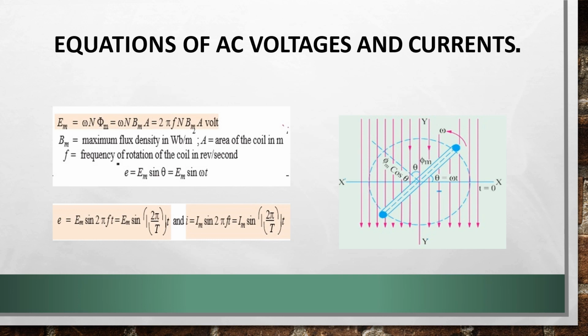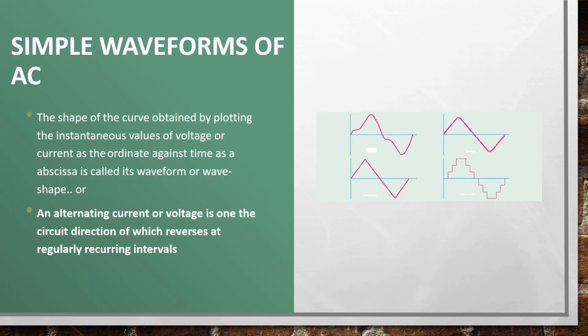Equations of AC voltages and currents are shown here so that we can calculate them easily with these equations. The shape of the curve obtained by plotting the instantaneous values of voltage or current as the ordinate against time as the abscissa is called its waveform or wave shape. Or an alternating current or voltage is one the direction of which reverses at regularly recurring intervals.